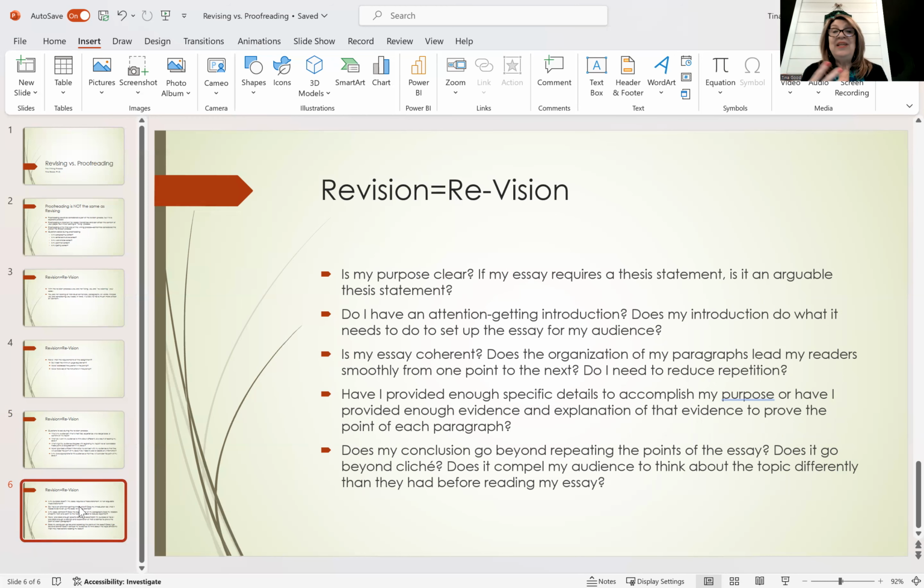Further, now beyond the audience, right, is your purpose clear? Especially if you're writing a narrative, right? Every narrative should still have a purpose, right? So by the time you get to the end, is it clear? If you're writing an expository essay, do you have a clear thesis statement? Is it an arguable thesis statement? Could some reasonable person argue against what you're suggesting in your thesis statement simply because they interpret something differently, right?